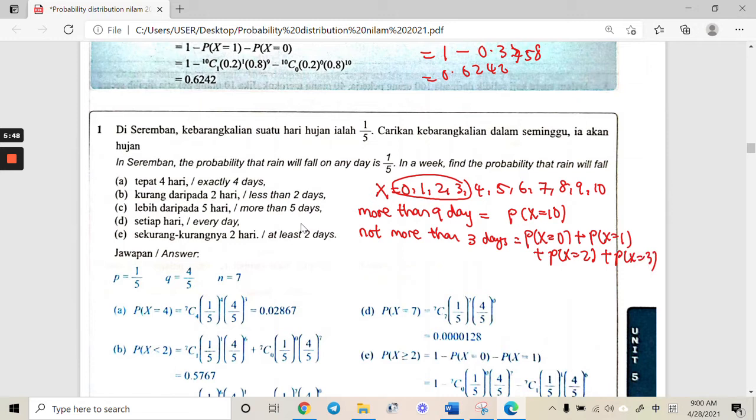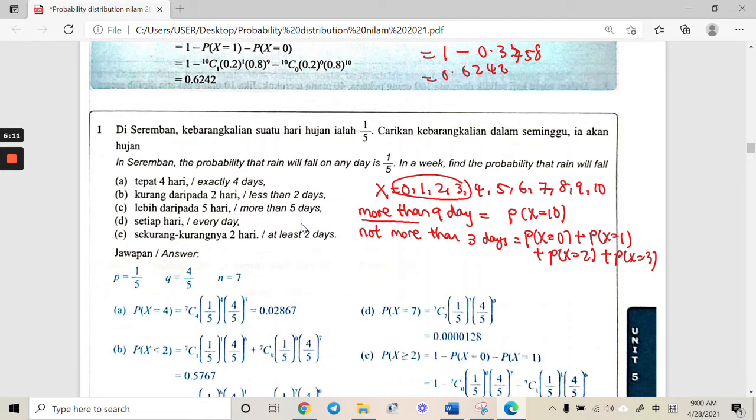How do you remember whether to include the equal or not? Like this one, remember, more than and less than do not include. So for more than 9, it does not include 9, so the answer is 10 only. Not more than will include. Not less than also includes the number. So include the 3. So not more than 3 means 0, 1, 2, 3.